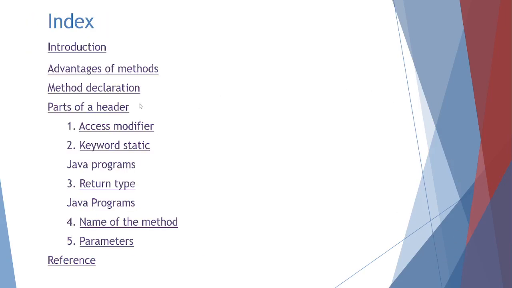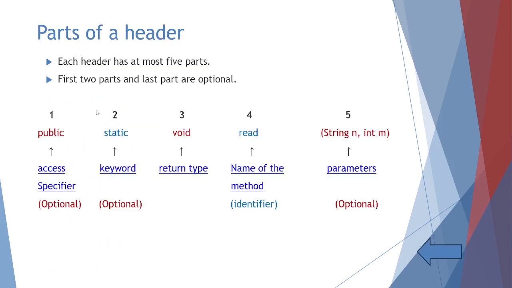Now, parts of a header: access modifier, static keyword, return type, name of the method, and parameters. Each header has at most 5 parts. The first 2 parts and the last part, the parameters, are optional. What are the first 2 parts? The first part is the access specifier. It decides the access levels of class, methods, and member variables.